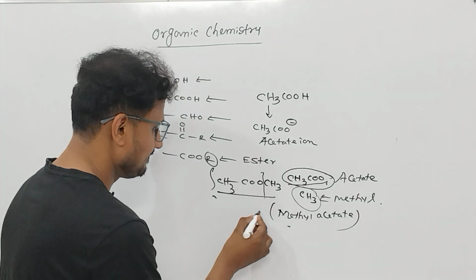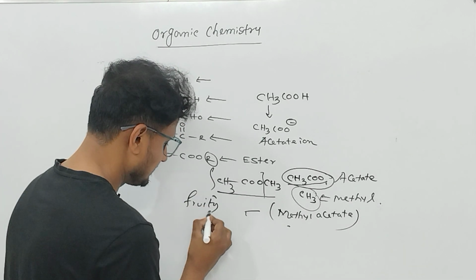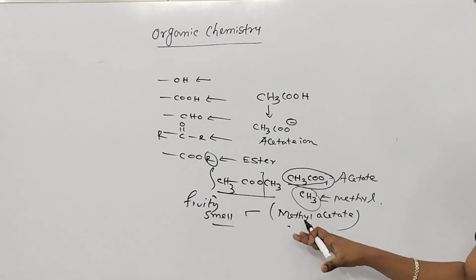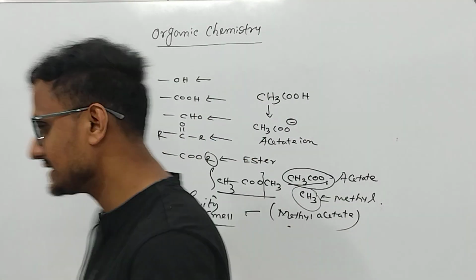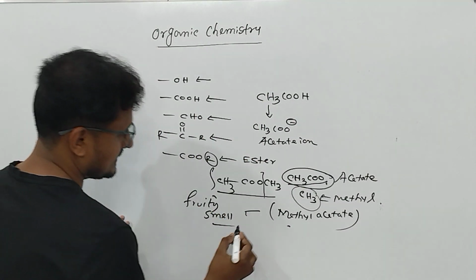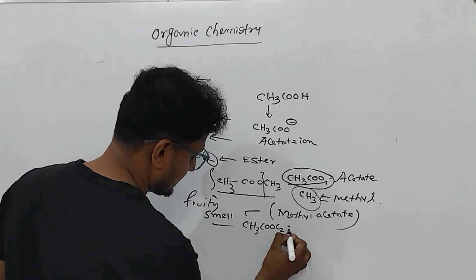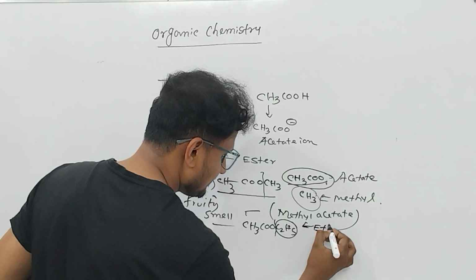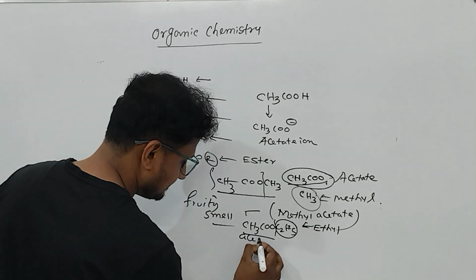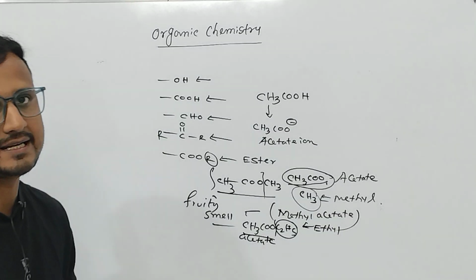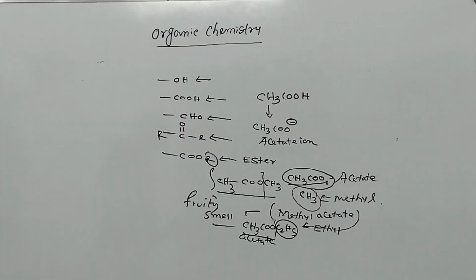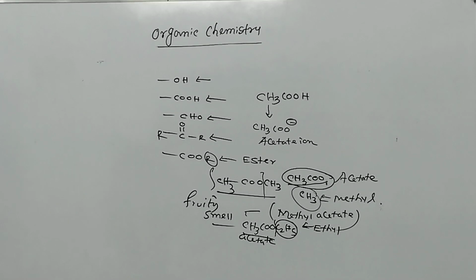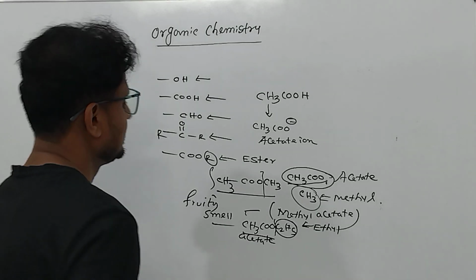They have a fruity smell. Like acetic acid smells as vinegar, it also smells fruity. Okay, so methyl acetate. Similarly, suppose you have written CH3COOC2H5. So if you split this from here, the C2H5 is ethyl and this one is acetate. So what will be the name? It will be ethyl acetate, right? It will be ethyl acetate.